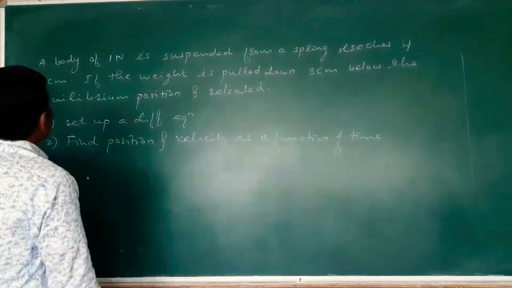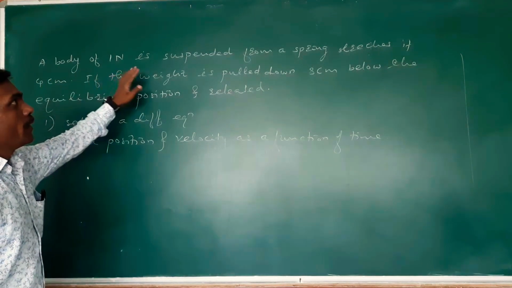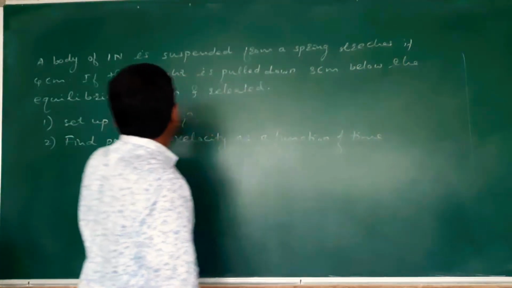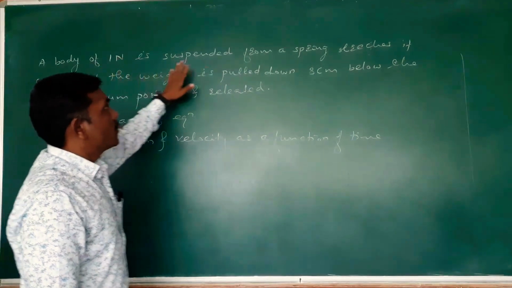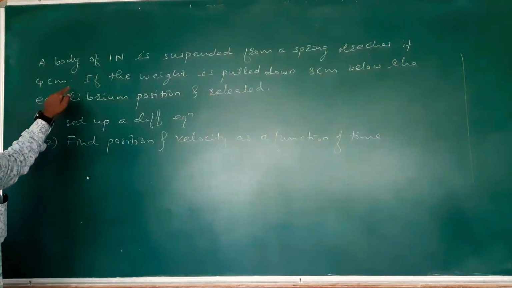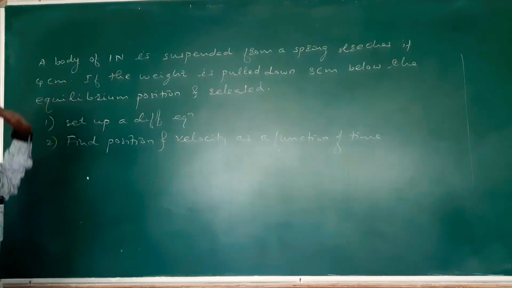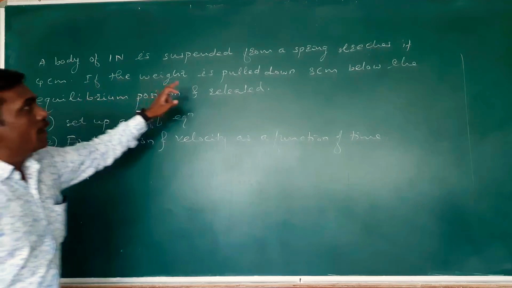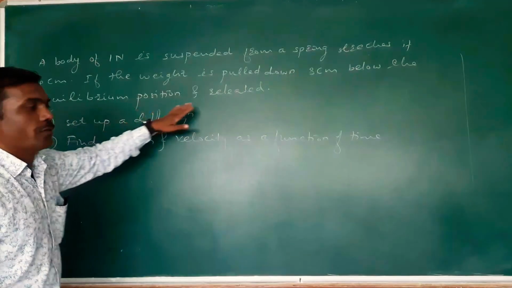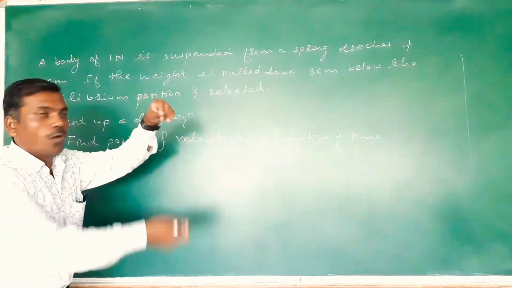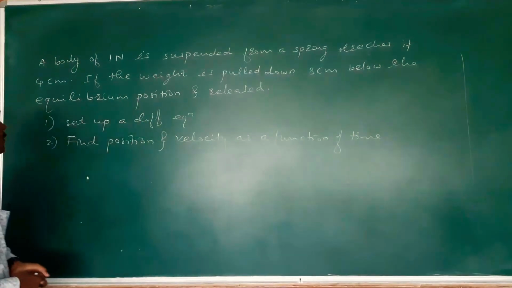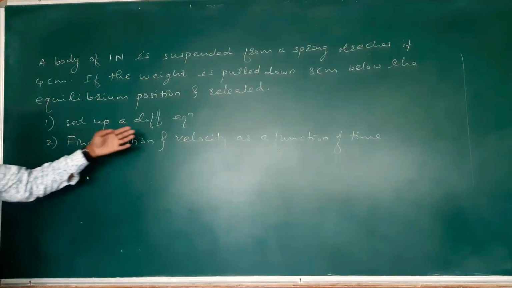So the problem is, a body of 1 Newton is suspended from a spring, stretches it 4 centimeter. So 1 Newton stretches 4 centimeter. If the weight is pulled down 8 centimeter below the equilibrium position and released. Weight is pulled down how much? 8 centimeter below the equilibrium position and released. The question is, set up a differential equation.